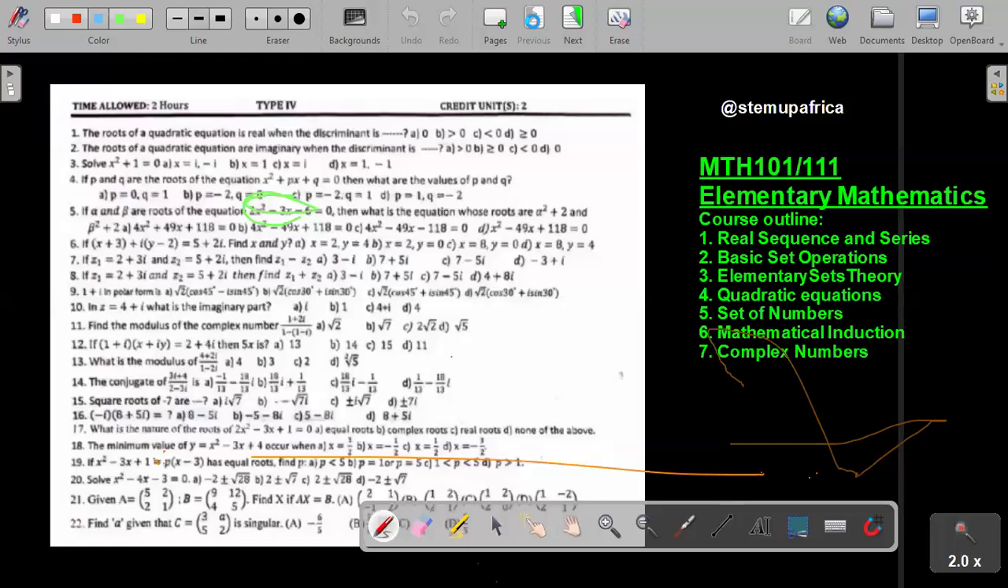Though there's no 109, the one closer is our B. B is 4x squared minus 49x plus 118. It ought to be 109, not 118. So that's the solution to the question on the roots of the equation. If you have any question, you are free to ask.